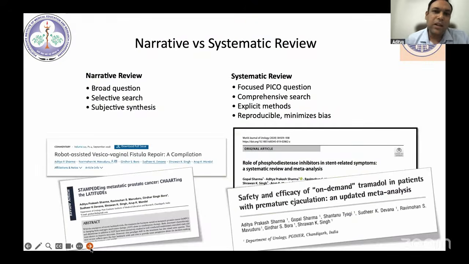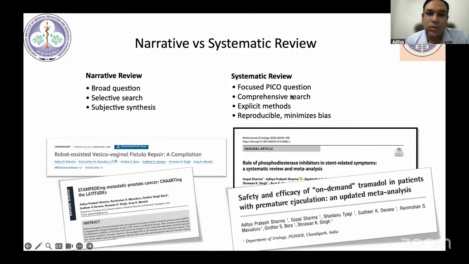But coming to the question why these answers cannot be obtained from narrative reviews, which are simply written, a kind of commentary. As Ravi sir has mentioned, your question has to be very specific, based on the PICO format. The narrative review, on the other hand, is just a broad question. The search is selective. Suppose I am writing a narrative review on, let's say, metastatic prostate cancer. I will include the studies which I think are relevant, and will be leaving out the studies which are actually much more relevant for giving me the correct evidence.